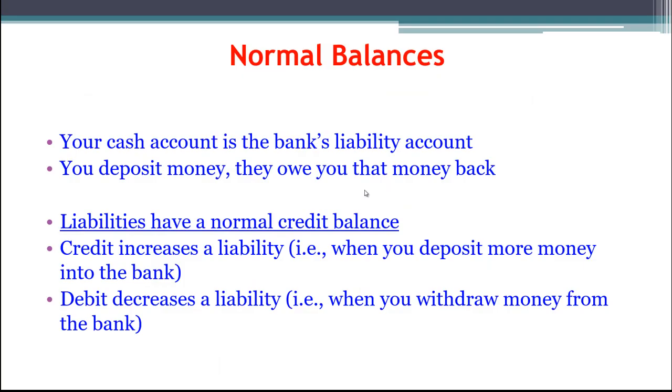Your cash account is the bank's liability account. If you deposit money into that account, the bank knows they owe you that money back. Liabilities, which it is from their perspective, have a normal credit balance. So if you deposit money, you increase their liability at the same time that you're increasing your own cash, and to them, it's going to be a credit. When you withdraw money or spend money, you're decreasing that liability. They no longer owe you it because you've already used it. That debits their liability to decrease it, and that's why it ends up showing up the way it is. It's coming from the bank's perspective, not your own perspective.